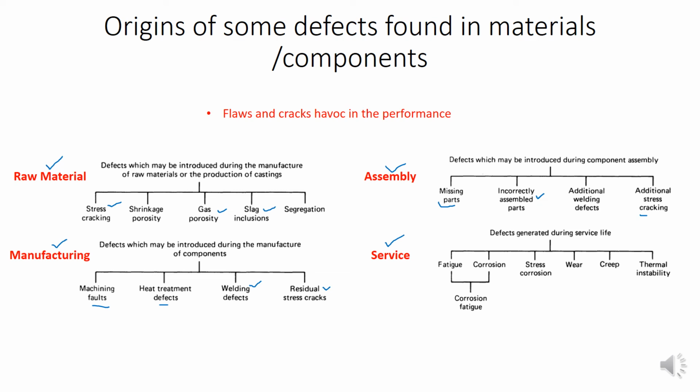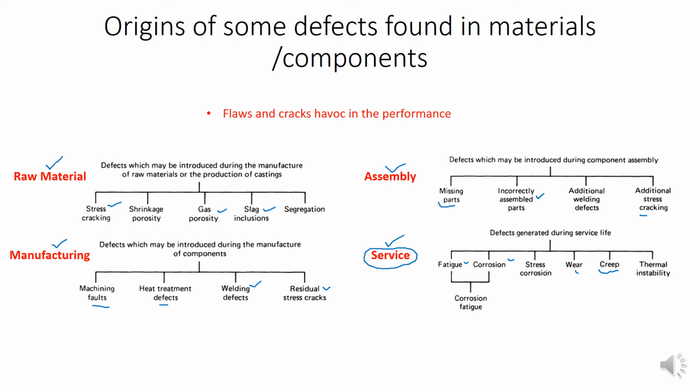And during service, these in-service defects are the important types of defects which we will study also, like fatigue, corrosion, stress corrosion, wear, creep, thermal instability. So fatigue, corrosion, and creep we will also study. These are the conditions, or the causes, through which in-service failure of components or assemblies generally happens.